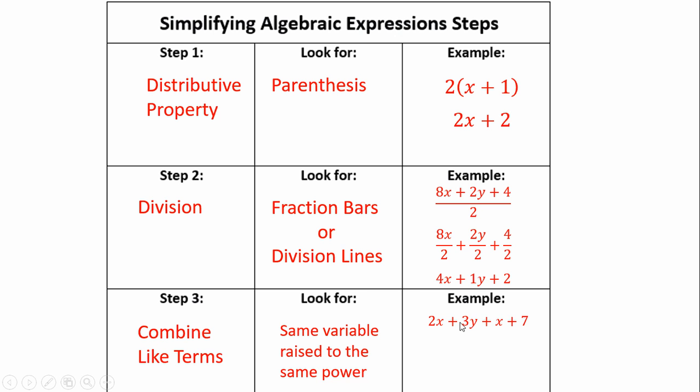For 2x plus 3y plus x plus 7, look for like terms. There are two like terms: 2x and x, or 1x. We add those together, and we would get 3x. Then 3y did not have anything in common, so we just bring it down, 3y. And 7 did not have any like terms, so it is just 7. So 3x plus 3y plus 7. Those are the steps you want to follow in that order: distributive property, division, and combine like terms.